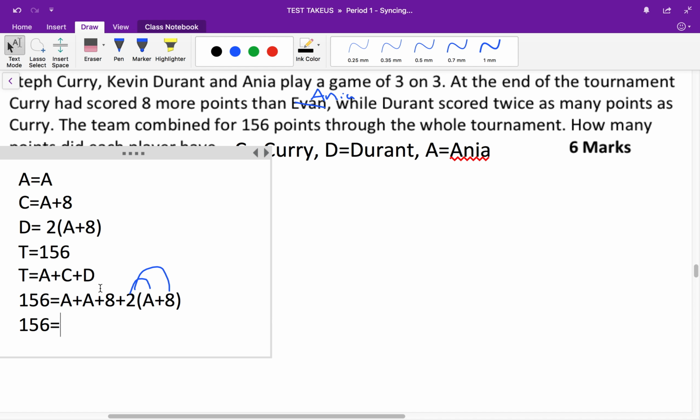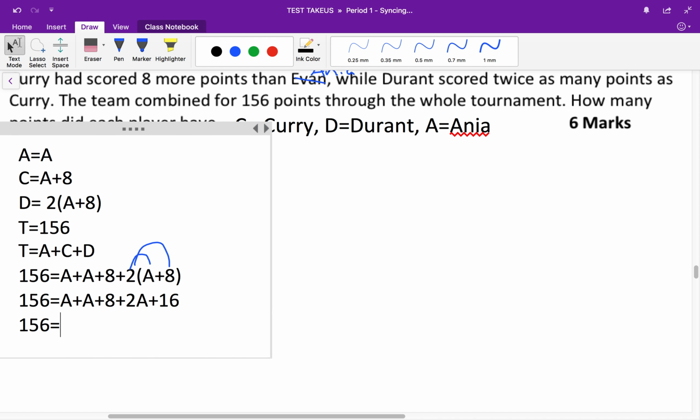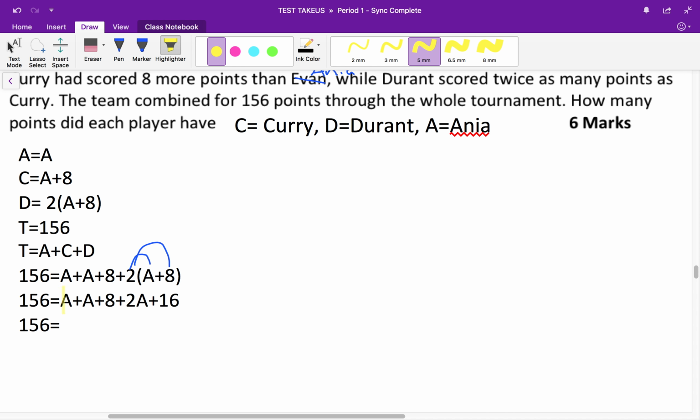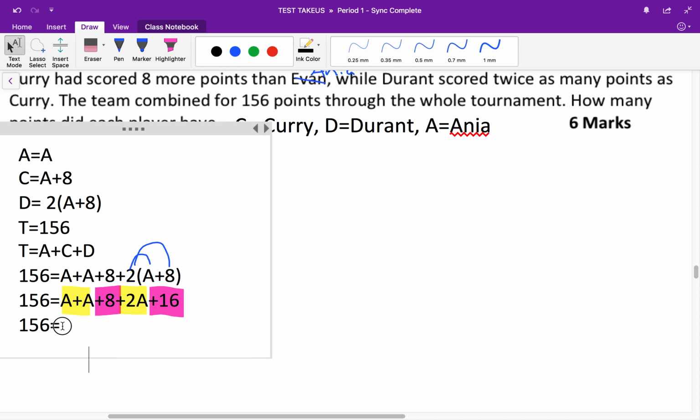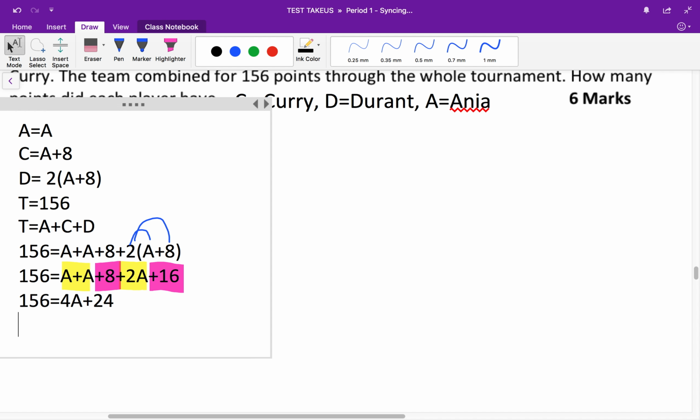So this is going to equal A plus 8 plus 2A plus 16. And then we're going to collect like terms. So if we take a look here, we're going to collect all our A's together. And we'll collect our numbers together. So we have 1, 2, 3, 4 A's plus, what's that, 24?